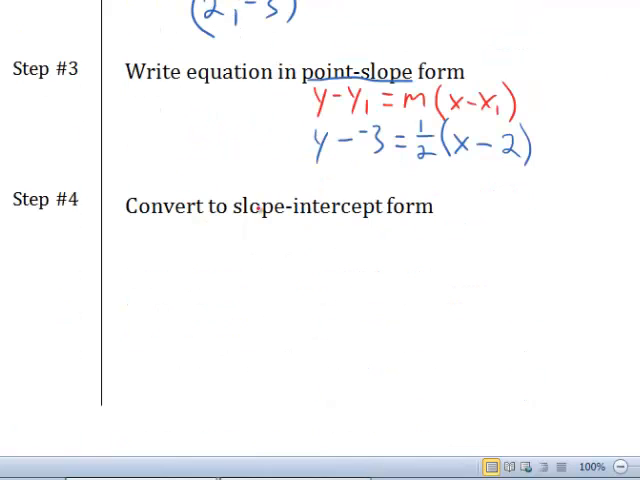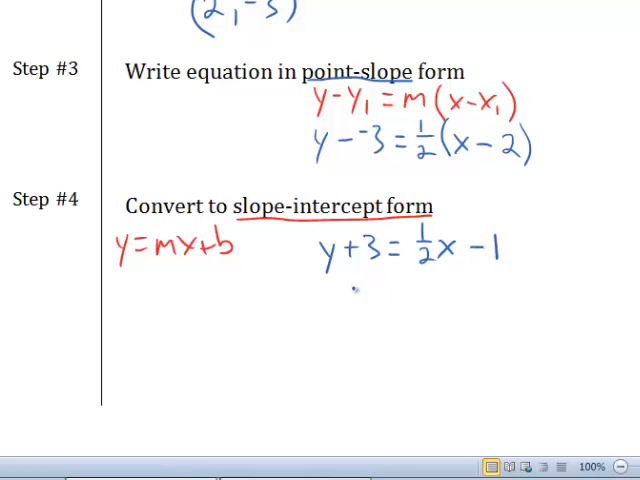And step 4 is to convert this into slope-intercept form. Remember slope-intercept form: y equals mx plus b. I'm going to take this equation and get y all by itself. First, I want to distribute my parentheses. Make sure you get rid of parentheses first. So I've got y minus a -3, which is y plus 3, and that equals 1/2 x. I distribute the 1/2 to the x, and then distribute the 1/2 to -2. 1/2 times -2 is -1.